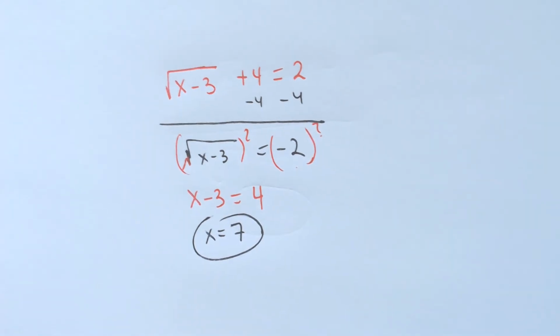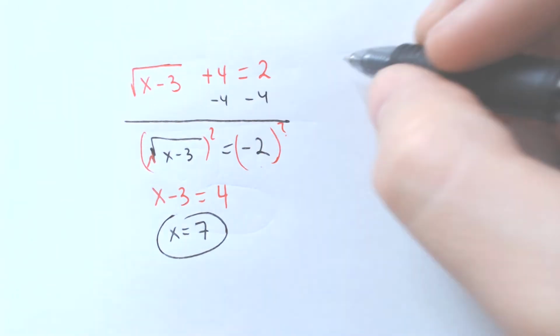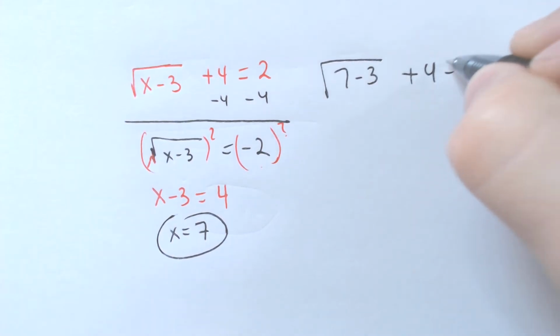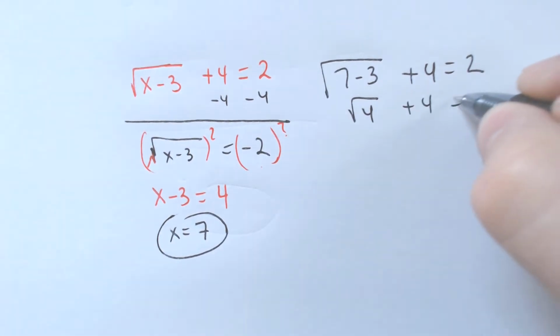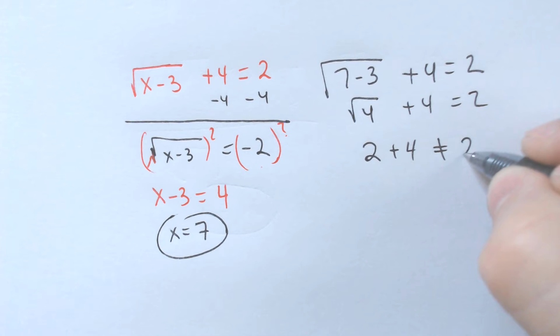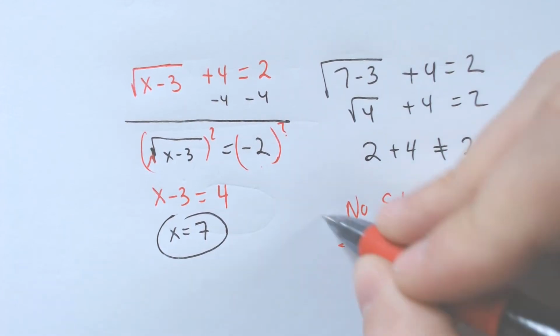And just like before, you need to check your answer. If you plug in 7, we get the square root of 7 minus 3, plus 4, had better equal 2. Well, the square root of 4 is 2, and 2 plus 4 does not equal 2. Does that mean we screwed up? No, it does not mean we screwed up. It does mean, however, that there is no solution to this entire thing.